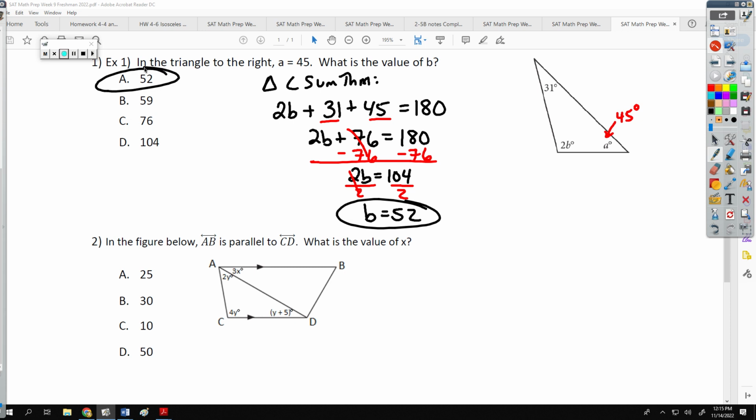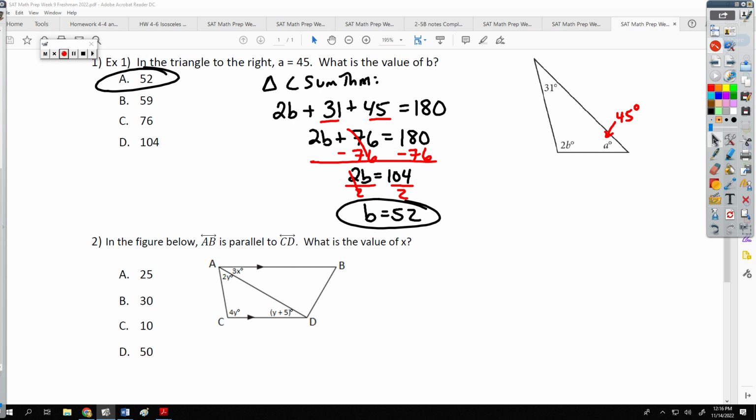B is 52. Now this is by far the easiest of the three examples on the page. It only uses one of the very important rules from geometry, and that is the triangle angle sum theorem. Again, the three angles in any triangle have to add up to 180 degrees. That is a fact that you are supposed to know for the SAT. It is not listed on any reference sheet. It's just something you're supposed to be familiar with.